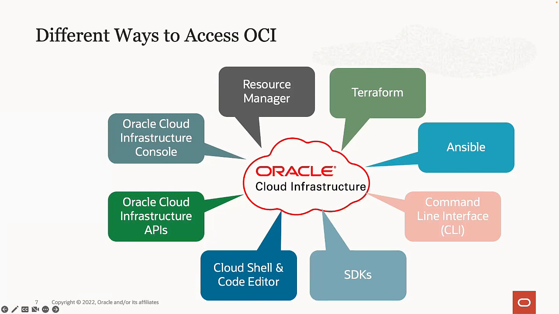You have Oracle Cloud Infrastructure APIs. So REST APIs, they're going to use HTTPS requests and responses. Lots of the different services, if not all of the different services within OCI, are going to have different API endpoints that you can utilize. So you can access those resources with those different API commands there.